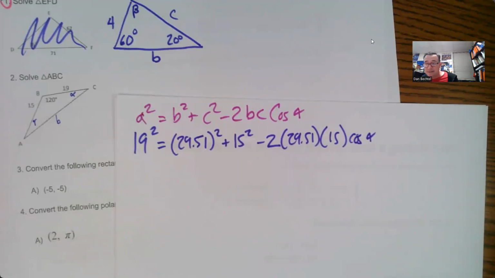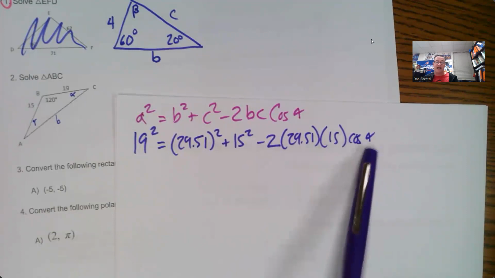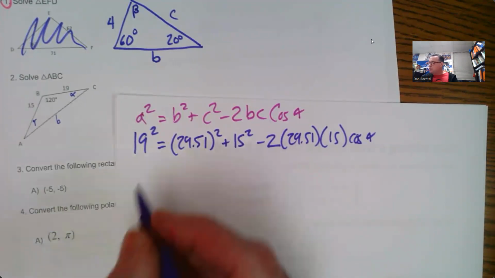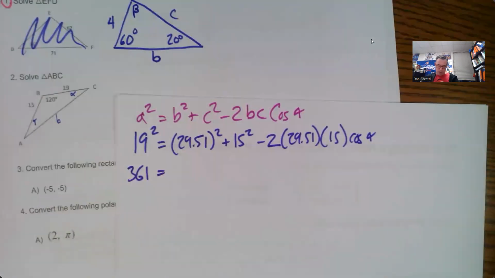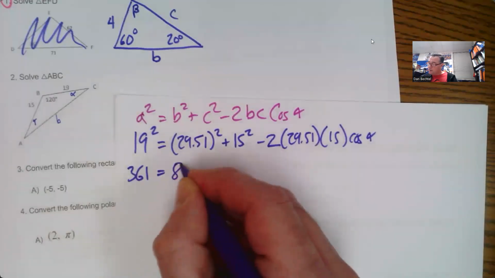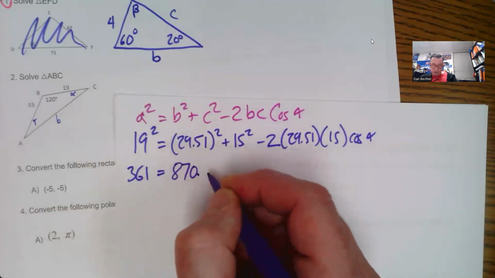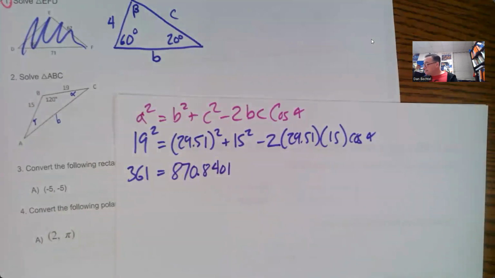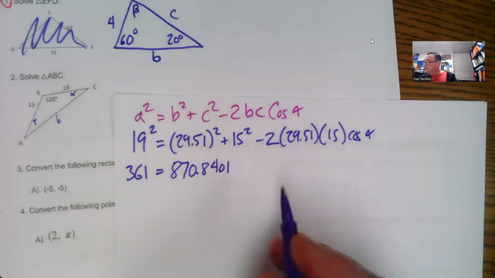I need you to watch these steps, because when we find a value for that, I have seen some mistakes that have been made. They're not mistakes where you'd think, of course, this is an easy thing. They're pretty straightforward, so let's make sure we're on the same page. 19 squared is 361. 29.51 squared is 870.8401. Now, I know I rounded that because it was actually the square root of 871, but I'm using that, so let's just keep using it.